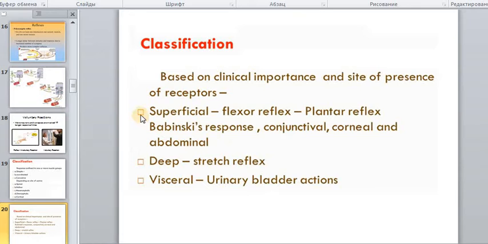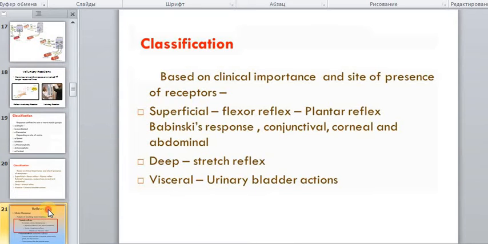For example, superficial reflexes, the plantar reflex, the Babinski response, and the abdominal reflex. Sometimes we need to do deep reflexes like the stretch reflex, and sometimes even visceral ones, for example, urinary bladder actions.